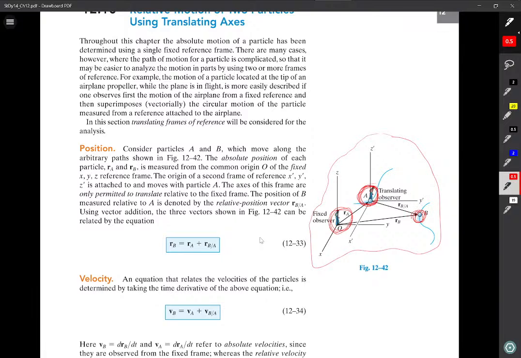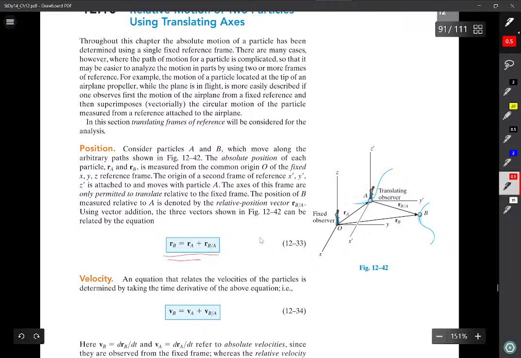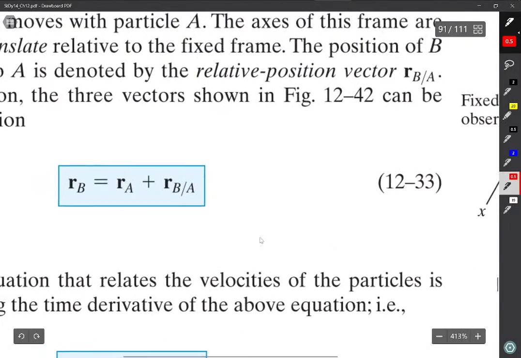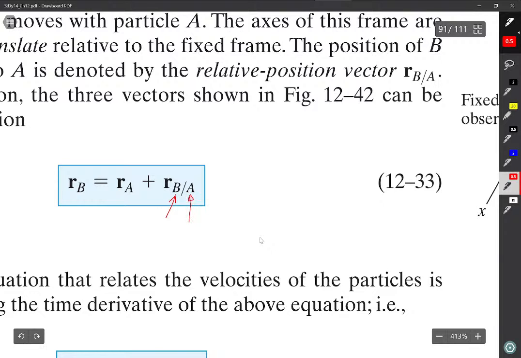So in fact, this position is just a vector addition. So it's just simply looking at this from a vector perspective. Here's r_A. Here is r_B/A, and this is an interesting mnemonic or symbolism here. Think of this as the position of B relative to A. In other words, you are A looking at B. And that's all this is. It's just simply a way of writing this vector equation.